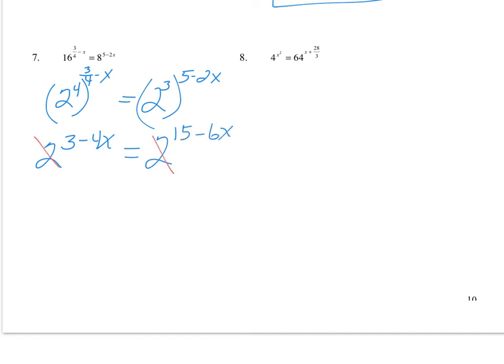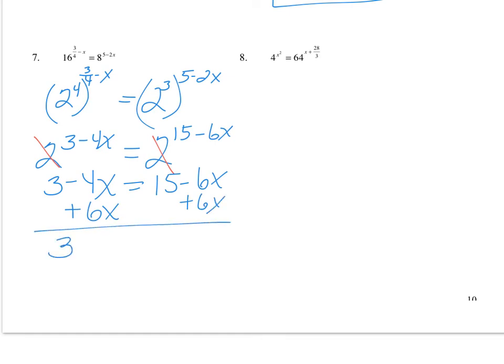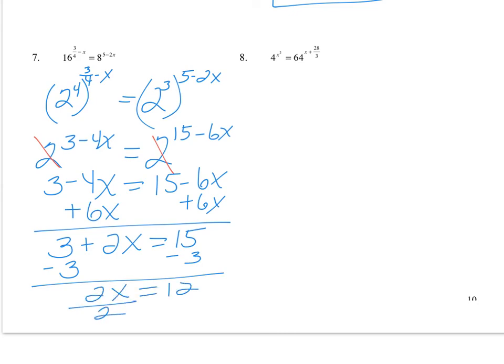Common bases, I can drop them. Set the exponents equal to each other and solve. I'm going to add 6x to both sides and get 3 plus 2x equals 15. I'm going to subtract 3 on both sides and get 2x equals 12. I'm going to divide by 2. X comes out to be 6. I'm going to take 6, plug it in and check it, and tell you it works.